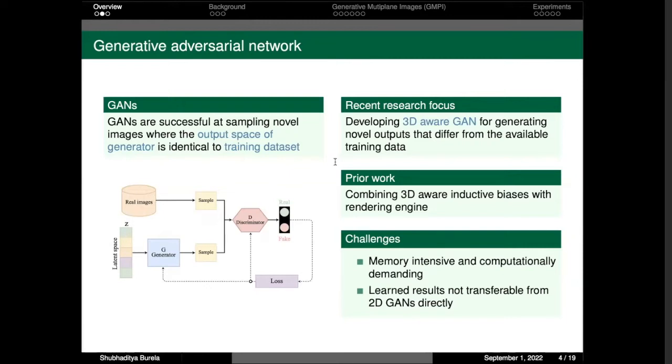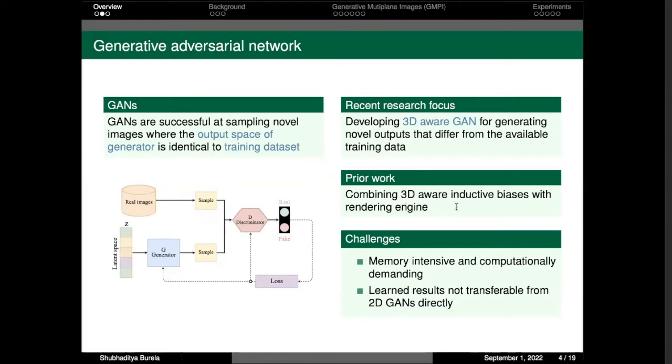Now, recent research focus has been to develop 3D aware GANs for generating novel outputs that differ from the available training data. So it's the exact opposite of what I just explained. So recent research focus is basically based on that. Now, prior work typically combines 3D aware inductive biases, such as a 3D voxel grid or an implicit representation.